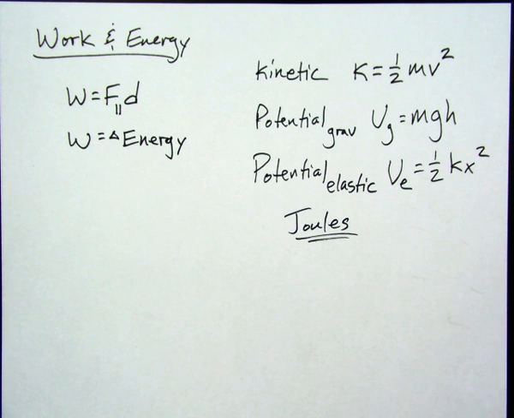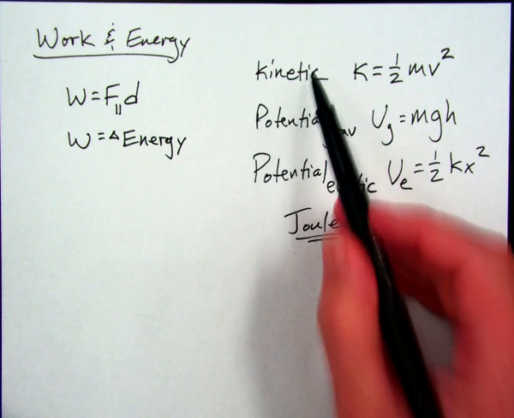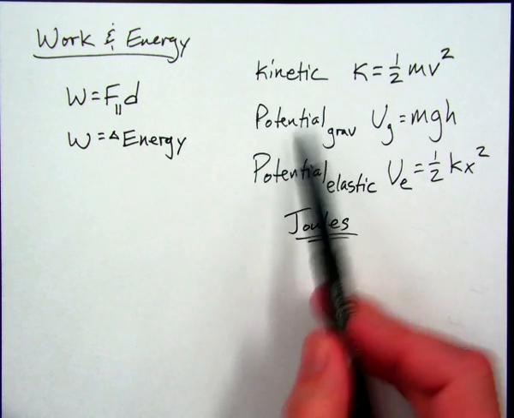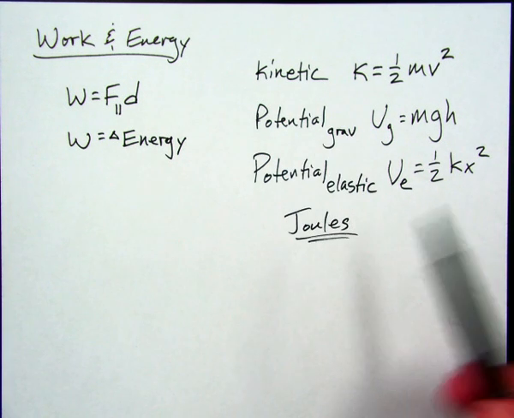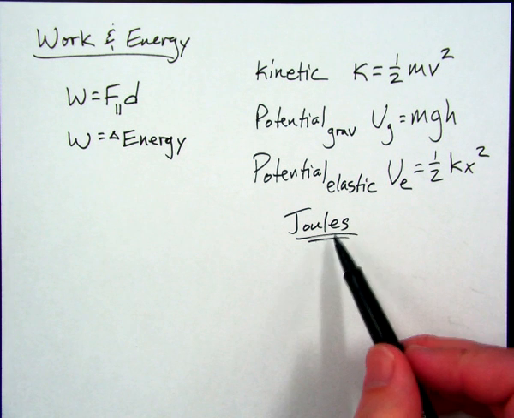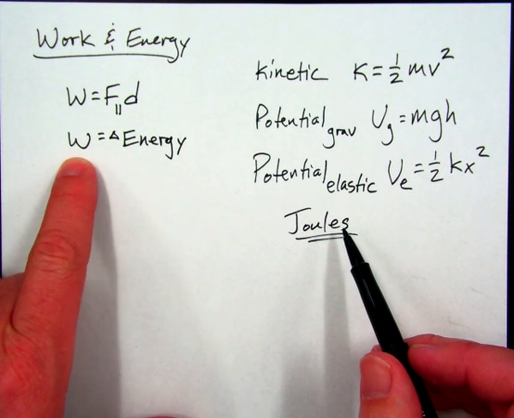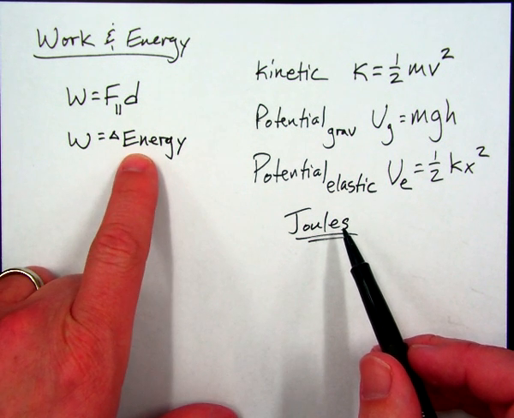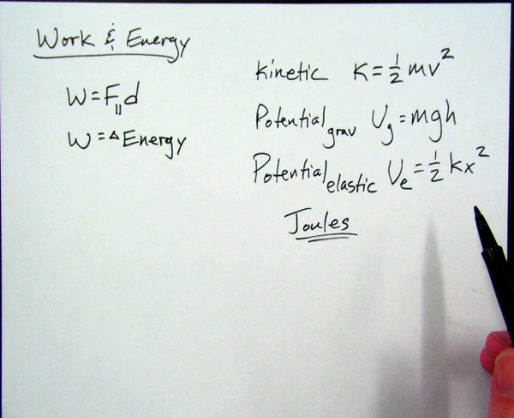Joules are named after James Prescott Joule, a British scientist. So kinetic energy is measured in joules. Gravitational potential energy is measured in joules. Elastic potential energy is measured in joules. And since work is a process that gives energy to a system, work is also measured in joules.